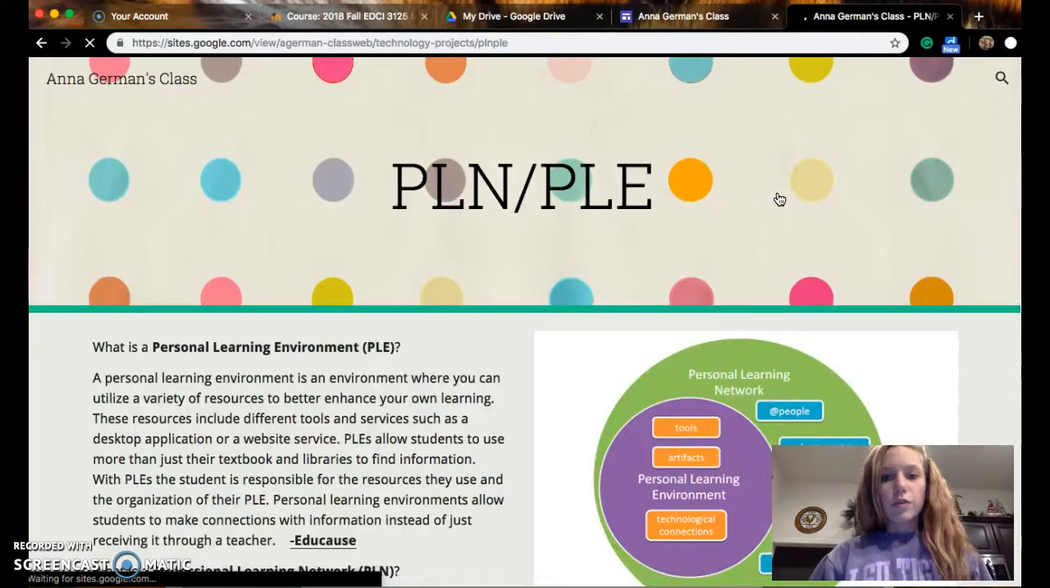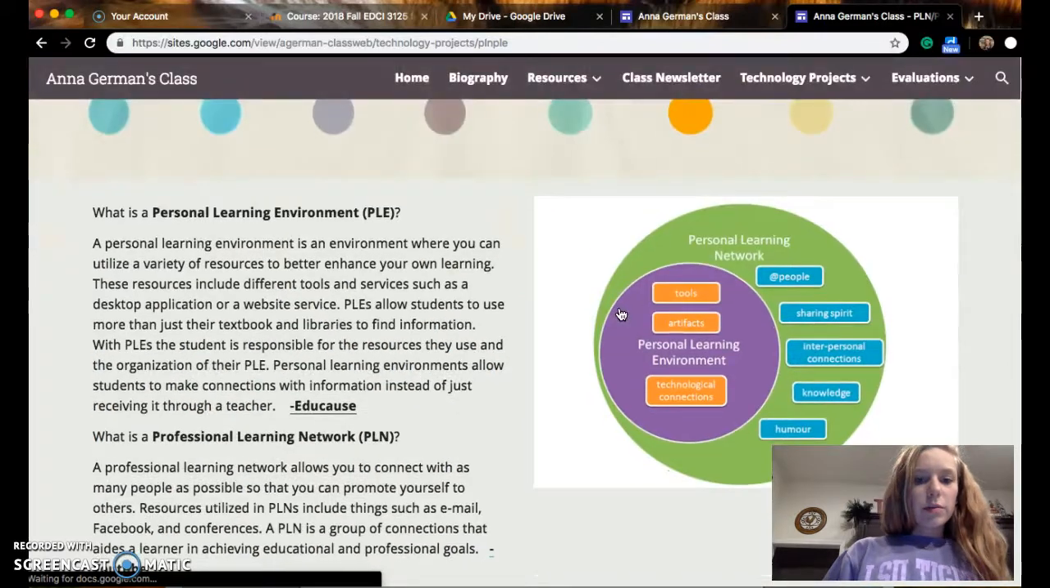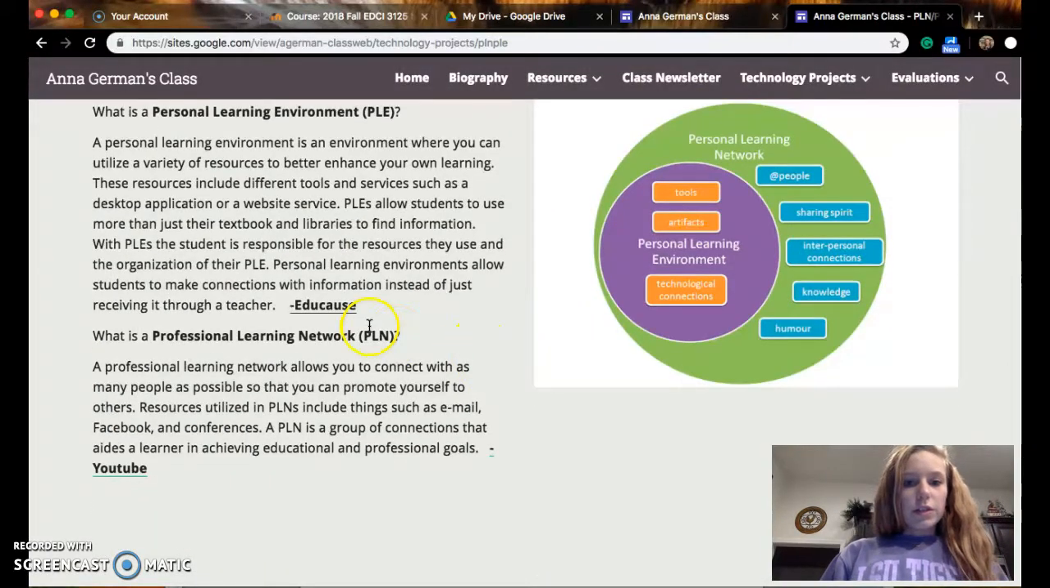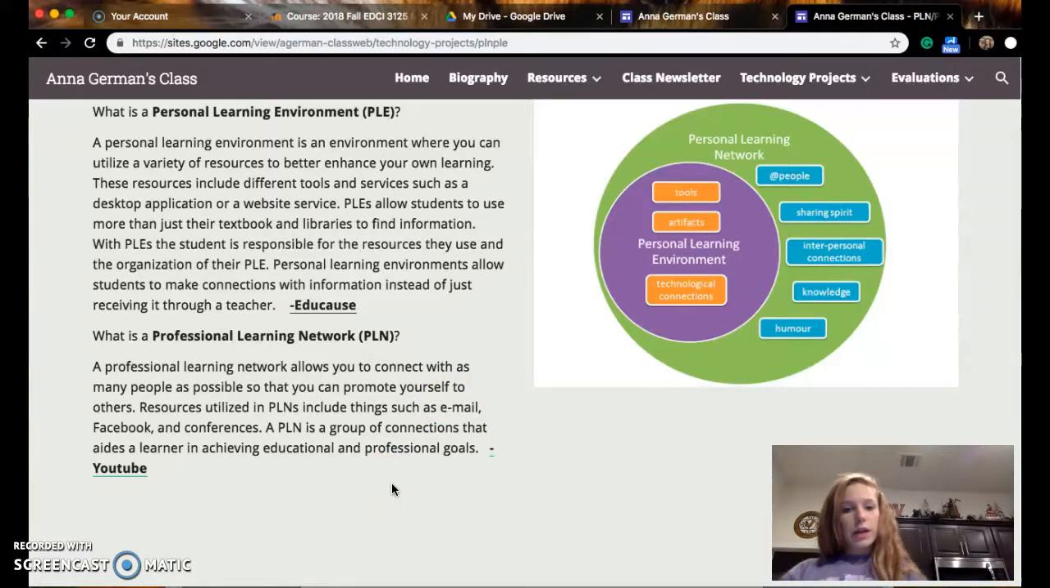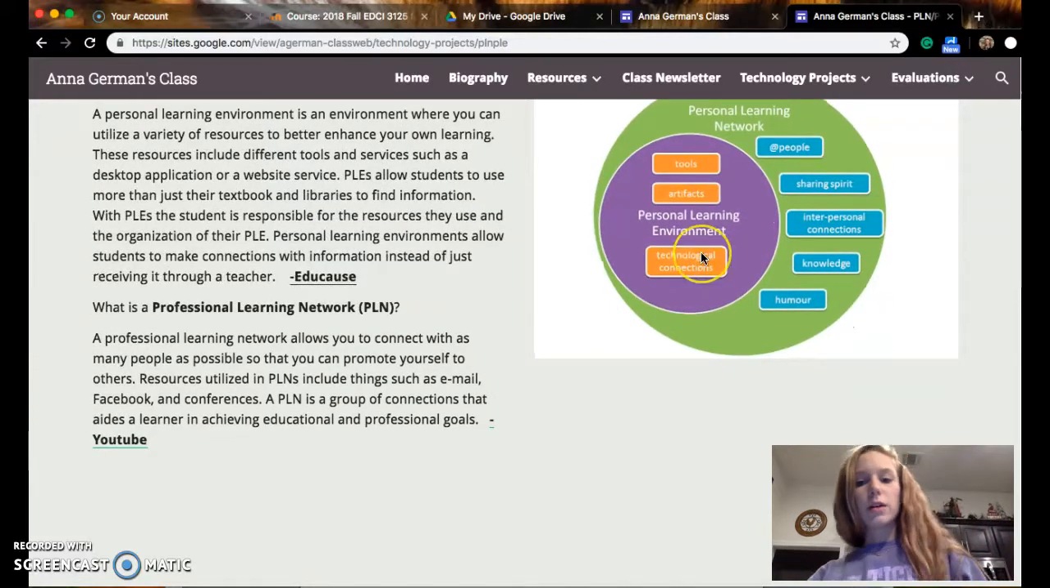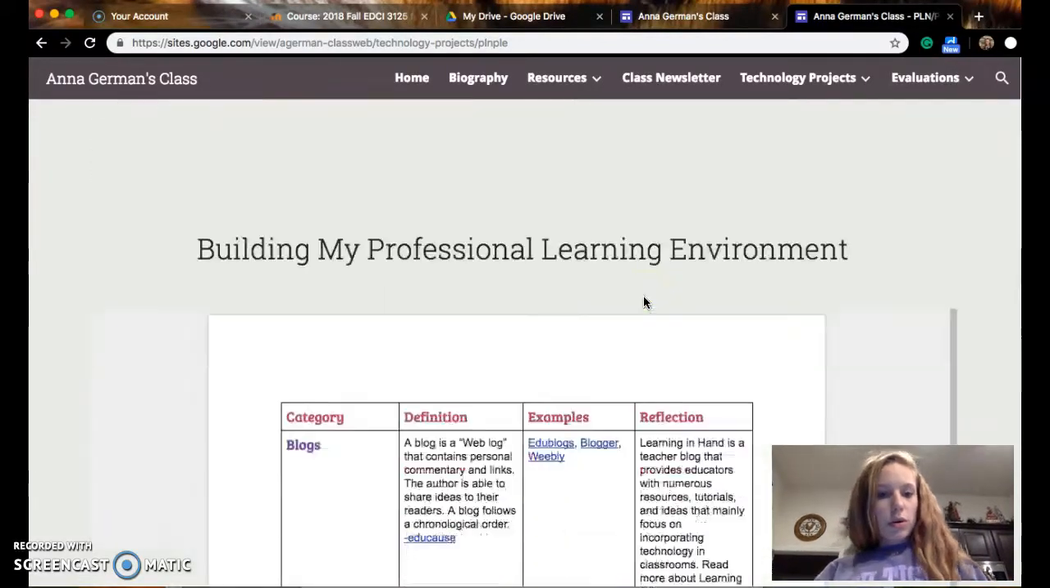And then for PLN, PLE, I describe what a PLE is, and I have a link to the article we read for it. And also, I describe what a PLN is and the link on what that is as well. And then a picture describing what the two are.